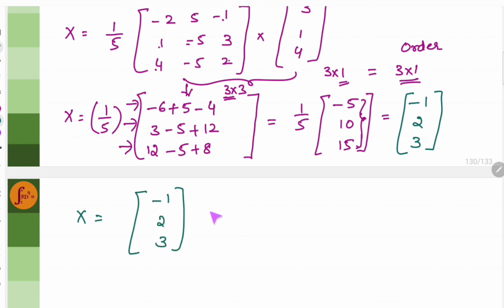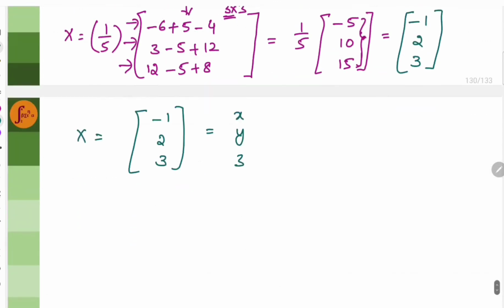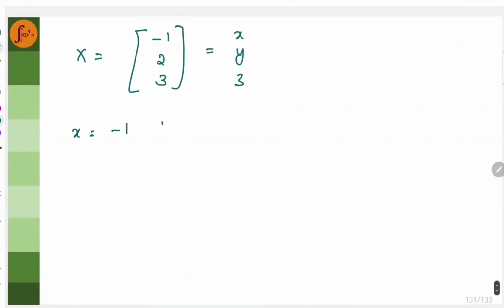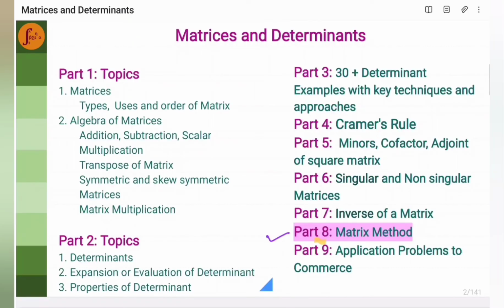Now what is matrix X? Nothing but X, Y, Z. Correct? Which means X is equal to minus 1, Y is equal to 2, Z is equal to 3. Right, this way. So these are the values of the unknowns or variables. So we have come to the end of this particular topic.